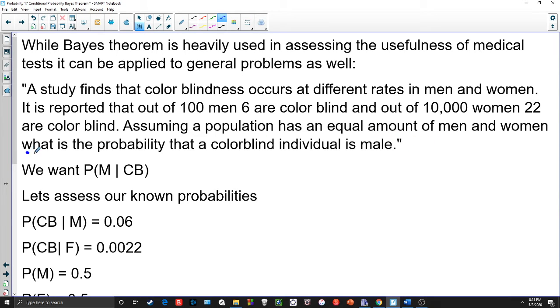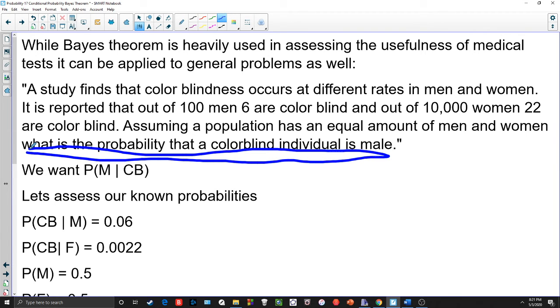So this here you have to decipher a little bit. What's the chance that a colorblind individual is male? So that means that if we pick a person and we know they're colorblind, what's the chance that they're a male? So in math terms, we want the probability that you're male given that we know you're colorblind. So let's figure out what we have from the problem here. So we know that 6% of people are colorblind given that they're male. So if you know that somebody's male, there's a 6% chance that they're colorblind. So that's what that 6 out of every 100 means.